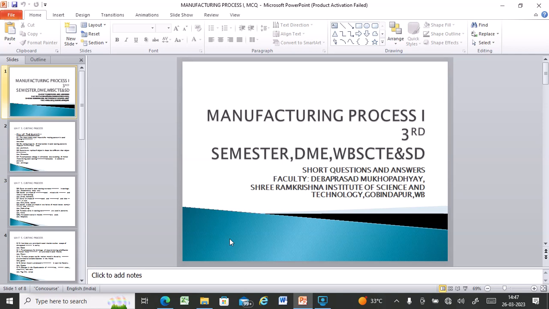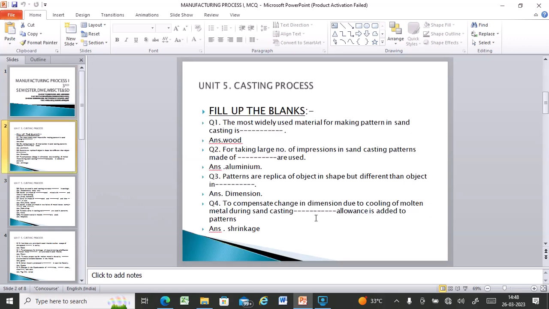This is a session on answering short questions on Manufacturing Process 1 with reference to Unit 5, which is the casting process. Casting process, Unit 5 in the syllabus for Manufacturing Process 1. Questions are on the basis of fill in the blanks.